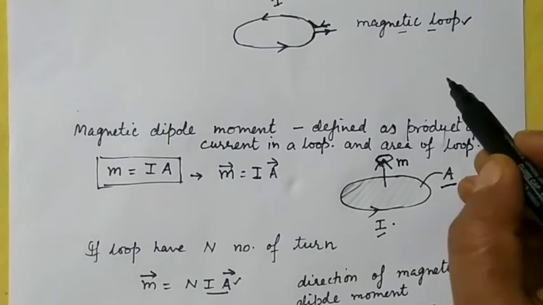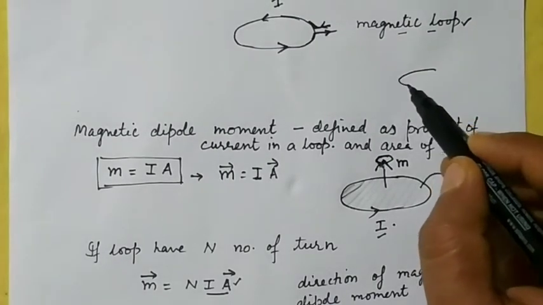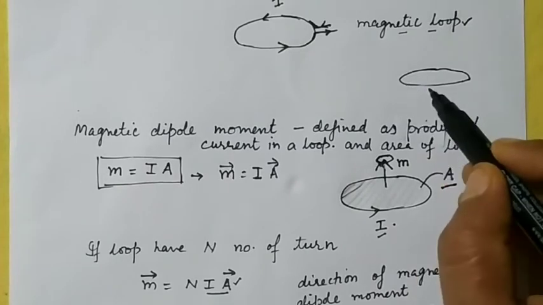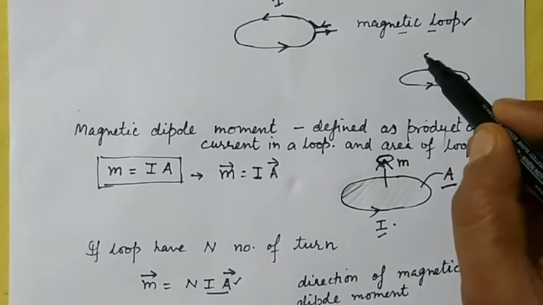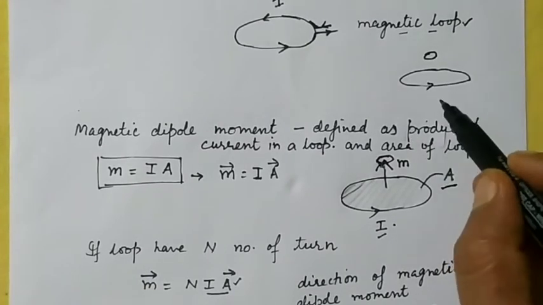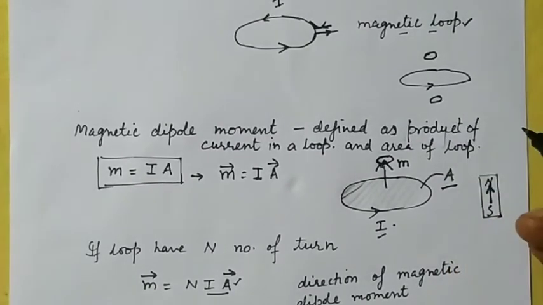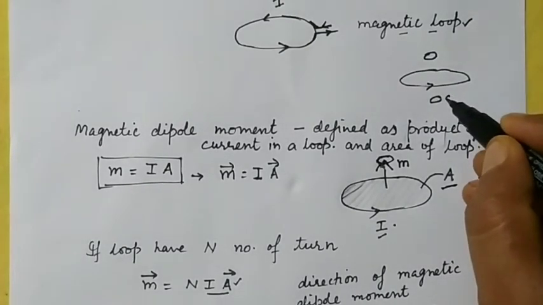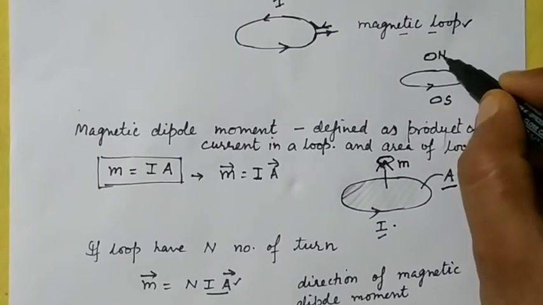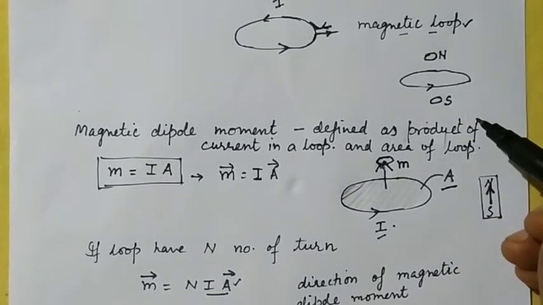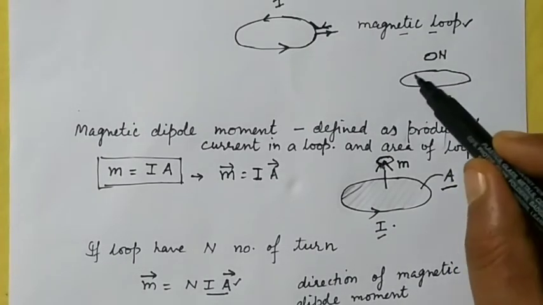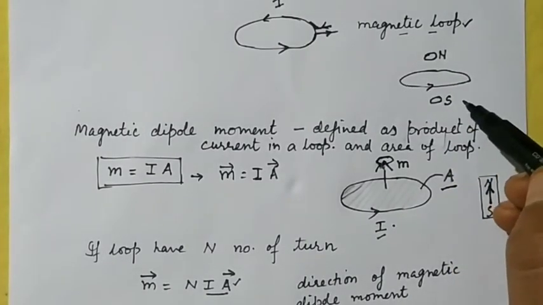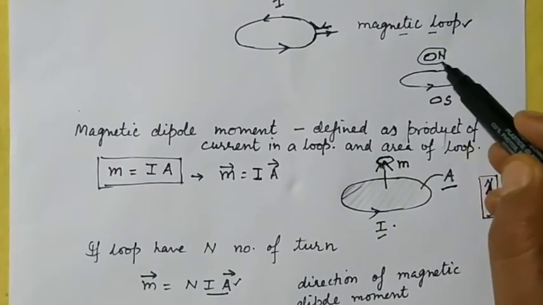If I make another diagram here, see here, this is a simple magnetic loop carrying some current I. This loop has two poles. One is above the loop and one is at the bottom of the loop. Since it is a current carrying loop, the south is at the bottom and the north is at the top for this particular direction of current. So you can say that a tiny current carrying loop has two poles, that is a north pole and a south pole.